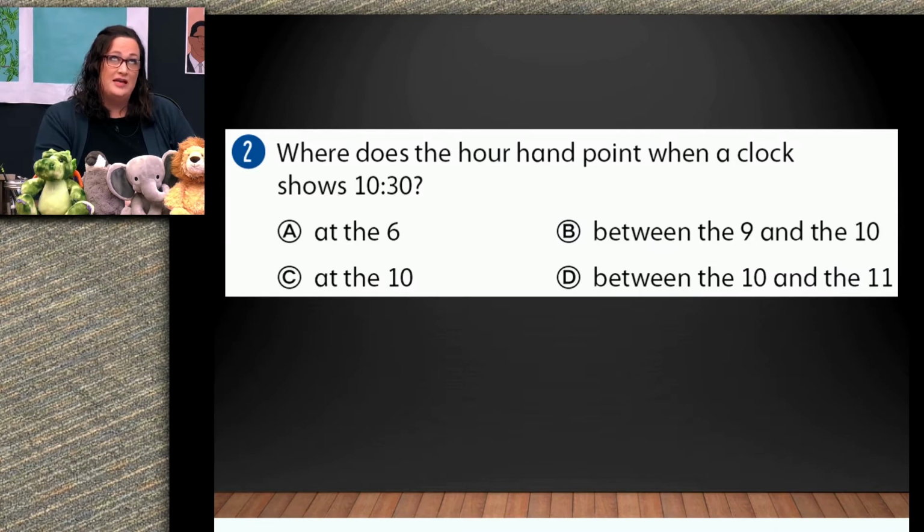The clock was showing 10:30. What does that mean? It means we're halfway through the 10 o'clock hour. So where would my hour hand be?